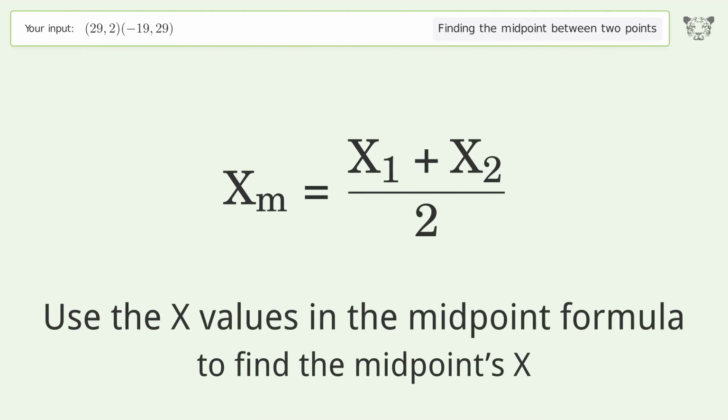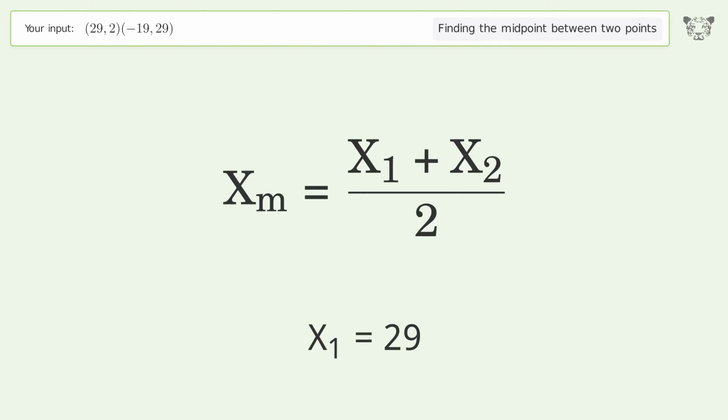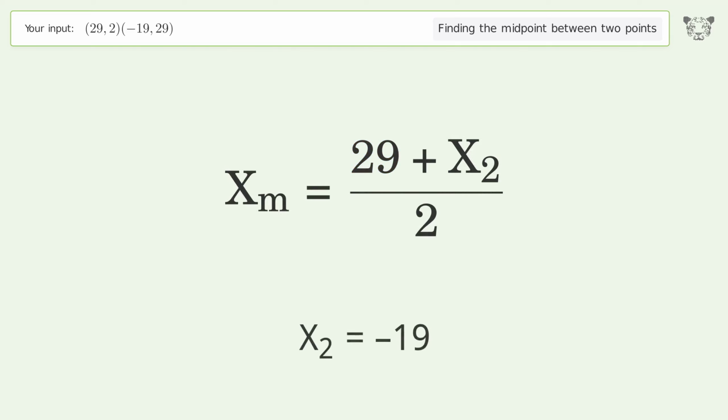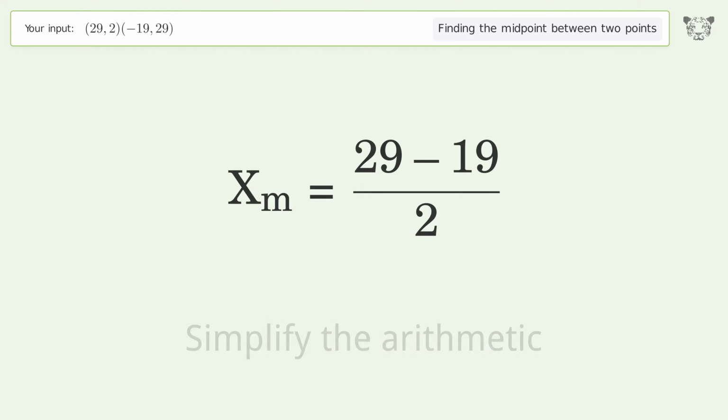Use the x values in the midpoint formula to find the midpoint's x. x1 equals 29. x2 equals negative 19. Simplify the arithmetic.